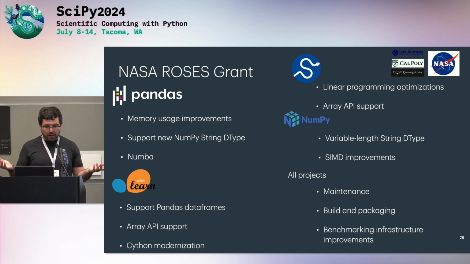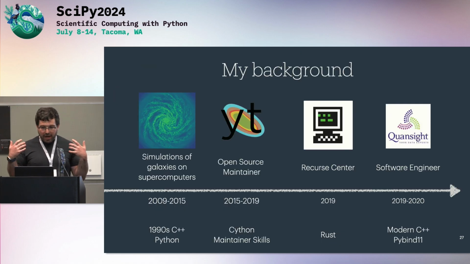I'm not going to go through everything that we did in this grant, but these are all big fundamental improvements to these libraries, and a lot of the maintenance for these libraries has been paid for out of these grants for the past few years. But one of the things that was proposed in this grant was a variable width string dtype for NumPy. So that's where I come in.